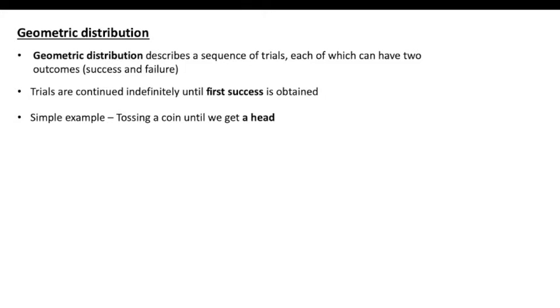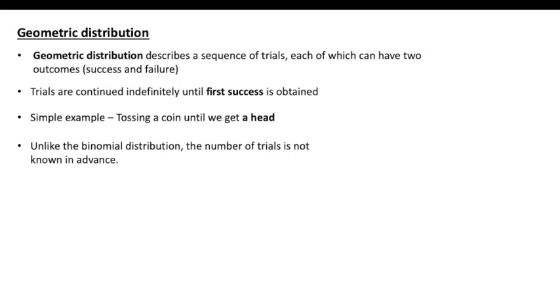So basically, geometric distribution describes a sequence of trials, each of which can have two outcomes, which are success and failure. But trials are not fixed. Unlike a binomial, the number of trials is not known in advance. We cannot just say that I'm going to do 10 trials. No, you can't say that, because in geometric distribution you try until you get your first outcome.